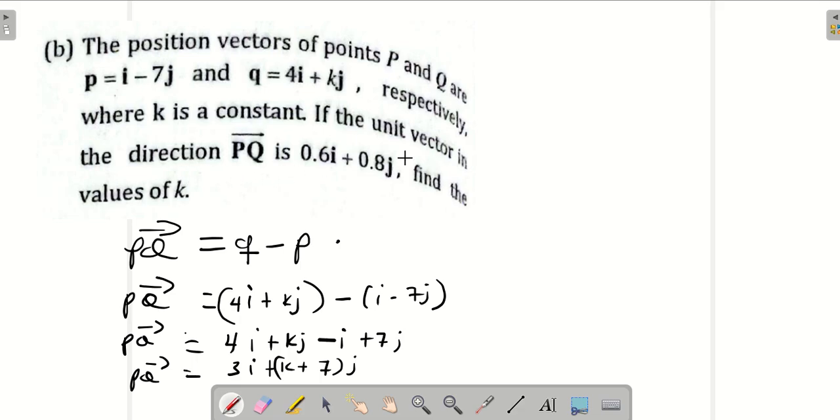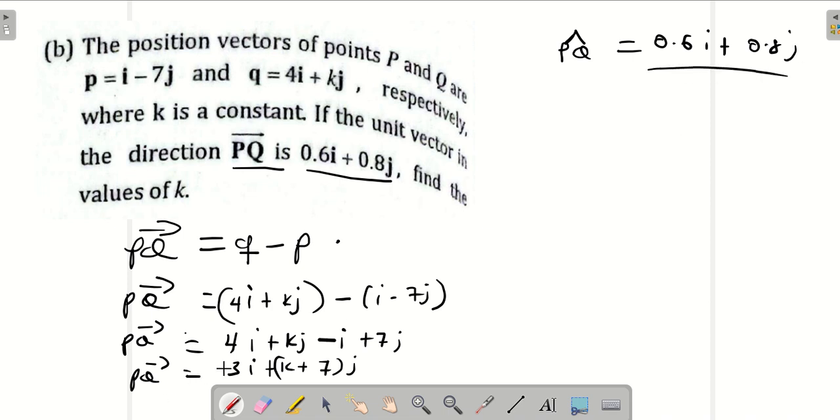If the unit vector in the direction of PQ is this. So now they've given us the unit vector. The unit vector of PQ has been given as 0.6i plus 0.8j. But we can also find the unit vector from here. Are we okay?